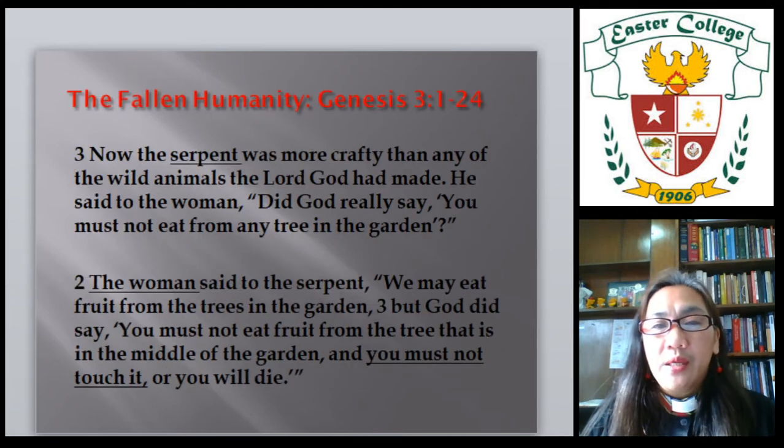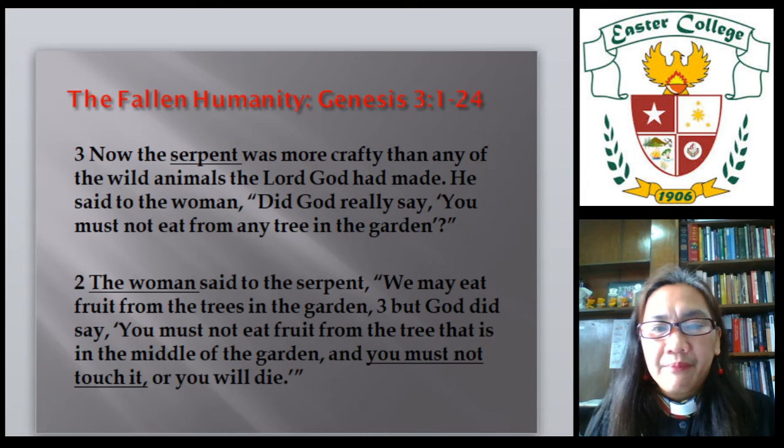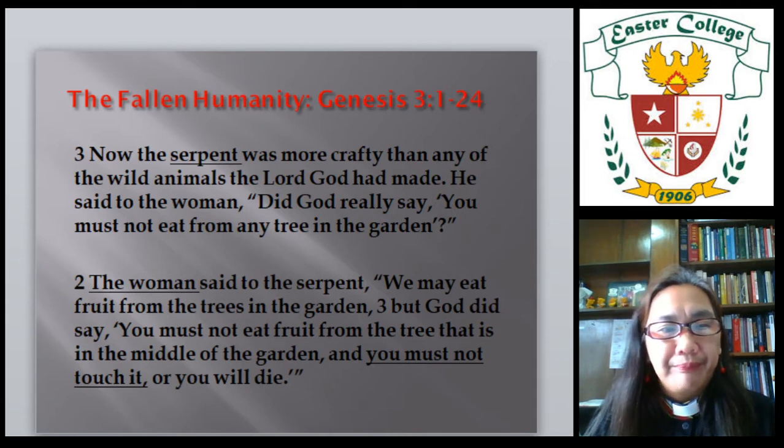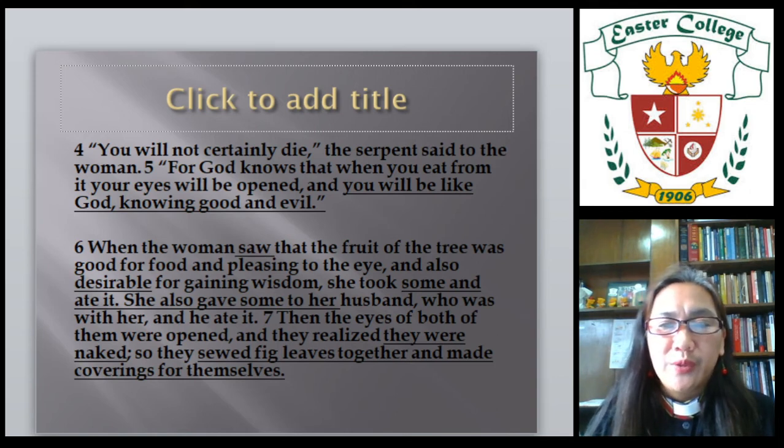Now let us read the whole chapter of Genesis chapter 3. Join me and observe those words that I underline. Now the serpent was more crafty than any of the wild animals the Lord had made. He said to the woman, "Did God really say you must not eat from any tree in the garden?" The woman said to the serpent, "We may eat fruit from the trees in the garden, but God did say, 'You must not eat fruit from the tree that is in the middle of the garden, and you must not touch it, or you will die.'" "You will not certainly die," the serpent said to the woman, "for God knows that when you eat from it, your eyes will be opened, and you will be like God, knowing what is good and evil."